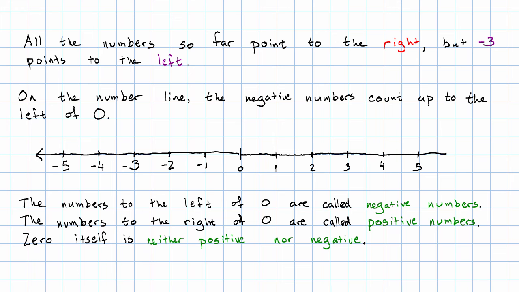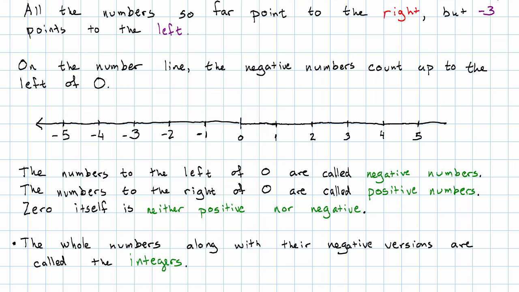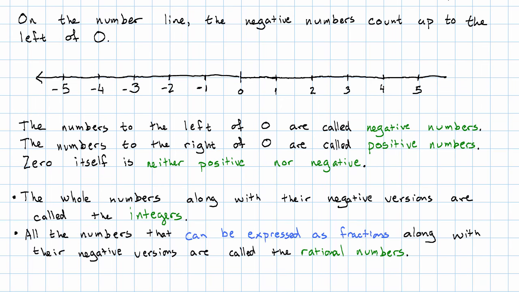We also have words for these families of numbers. The whole numbers, along with their negative versions, are called the integers. Remember that term, integer. There's another term as well. All the numbers that can be expressed as fractions, along with their negative versions, are called the rational numbers. Now, why did I say all the numbers that can be expressed as fractions instead of all the fractions? Well, remember that one number can be described by several fractions. That's what we saw with equivalent fractions. It's the number itself that's a rational number, not the fraction.